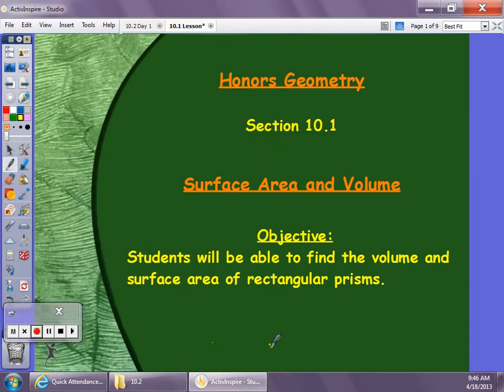Today's honors geometry lesson is on section 10.1, surface area and volume. The objective is that students will be able to find the volume and surface area of rectangular prisms.